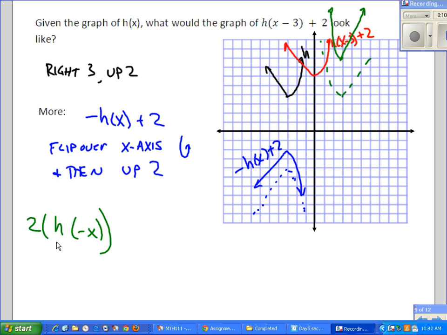And if I take 2 times h of negative x, the negative x is inside the parentheses, so that reflection is going to happen first. Replacing x with negative x will give me a reflection over the y-axis, so that would be a flip here from my black line over to this dotted green line. That would be h of negative x, and then 2 times it is going to stretch it and make each y value twice as big. So a value of 4 would become 8, a value of 5 would become 10. If I had a value of 0, and I doubled it, it would still be there at the 0.